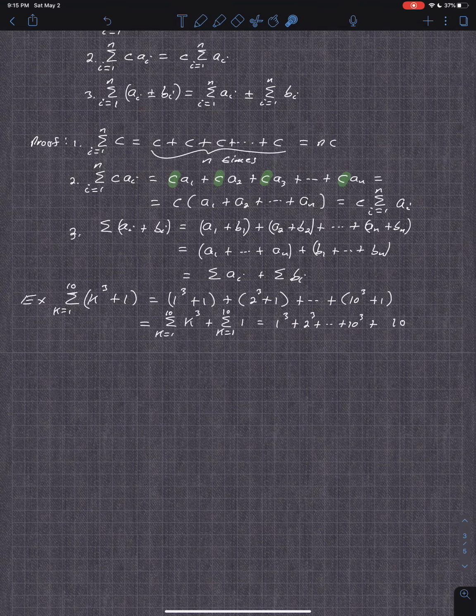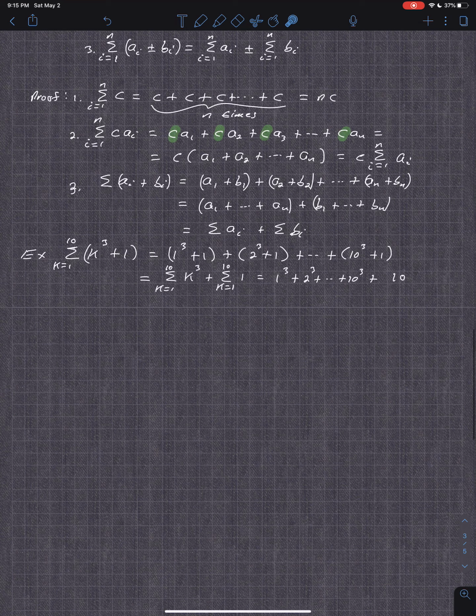So here's a little explanation on the proof. If you had the sum of just c, basically you write c out n times. So that's just n times c. And then you have the sum of c times a sub i. Basically, c is in every term, so you can just factor out that c and rewrite all of this as a summation.